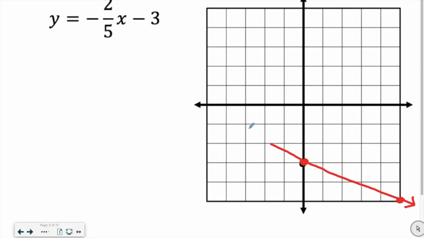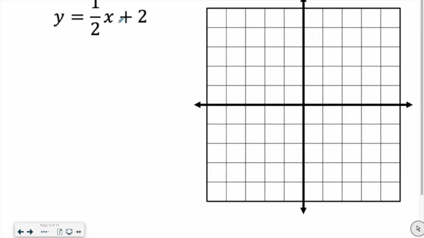And then just put arrows on the end just to show that it goes on forever. And that's all you do. So this is your line that represents this equation. All right, moving on to the next one.